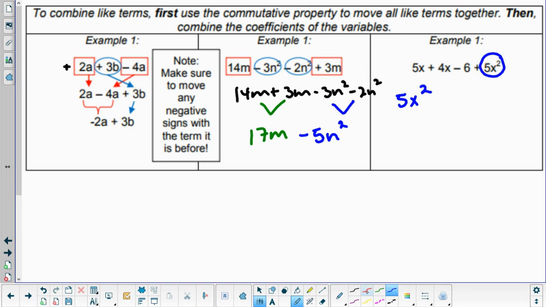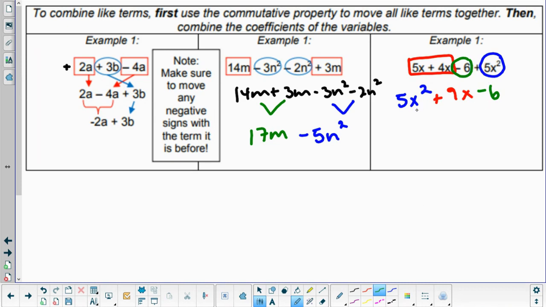Okay, then I'm going to look for my x's. Well, I have two of them right here. I can combine those two together. Okay, 5x plus 4x gives me positive 9x. And then my last term is this negative 6. Okay, that is all by itself. There's no variable, so that's going to be at the end. That's called a constant. Okay, a constant is just a number that's by itself.